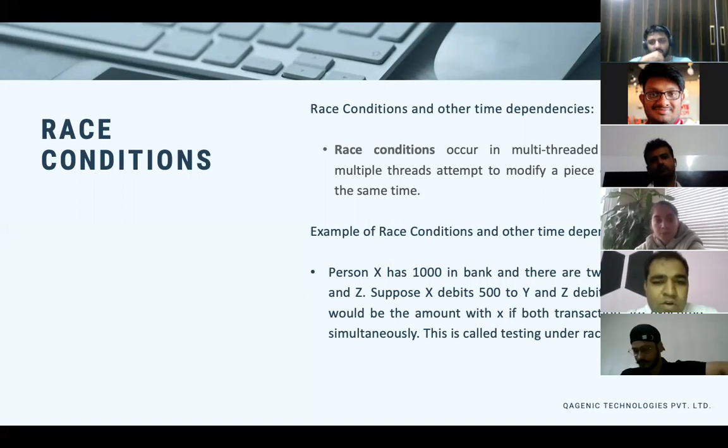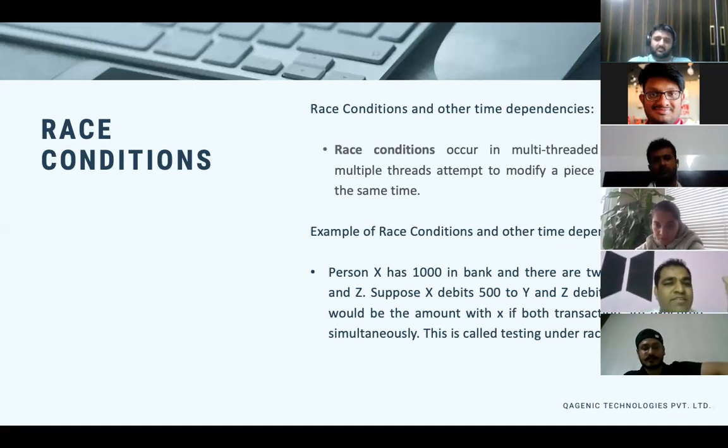So have a look at this example. Example of race conditions and other time dependencies. Person X has 1,000 in the bank, and there are two more persons, Y and Z. Suppose X debits 500 to Y and Z debits 500 to X. What would be the amount with X if both transactions are executed simultaneously? This is called testing under race conditions.